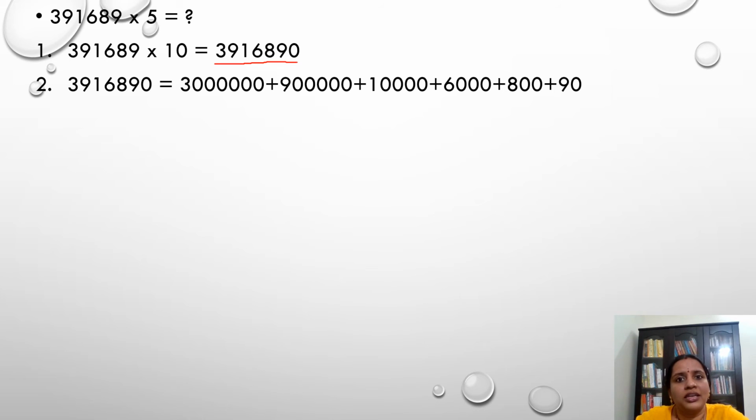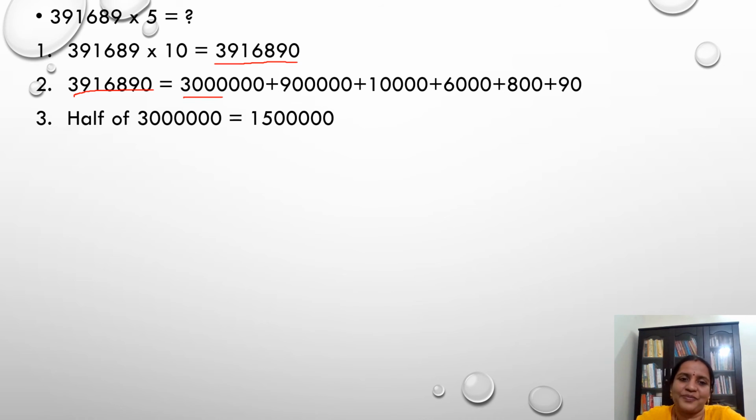Okay, how can I get the half of this number, the multiple of 10? For that, what do I have to do? I have to get the half of all the numbers in the expanded form. First let me start with half of 30 lakhs. Half of 30 lakhs is equal to 15 lakhs. Next, half of 9 lakhs. Half of 9 lakhs is equal to 4 lakh 50,000.